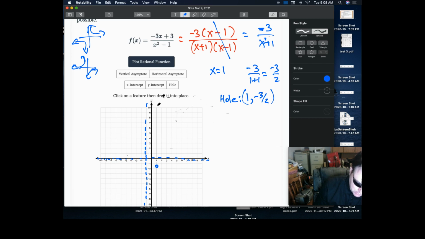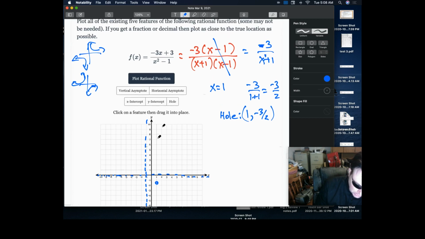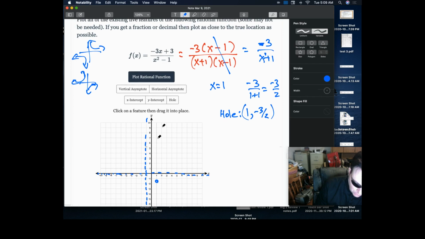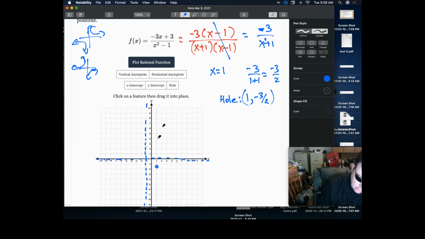What else? We did vertical, horizontal, x-intercept. There is no x-intercept because we have a horizontal asymptote. You could also be like, hey, y is 0, so y equals negative 3 over x plus 1 gives 0 equals negative 3, which makes no sense. And then the y-intercept is when x is 0. So I'm going to take the simplified version, which is this right here. So negative 3 over 0 plus 1, which is negative 3 over 1, which is negative 3. So x is 0, y is negative 3. And all of this should be making you very happy because this is all matching.